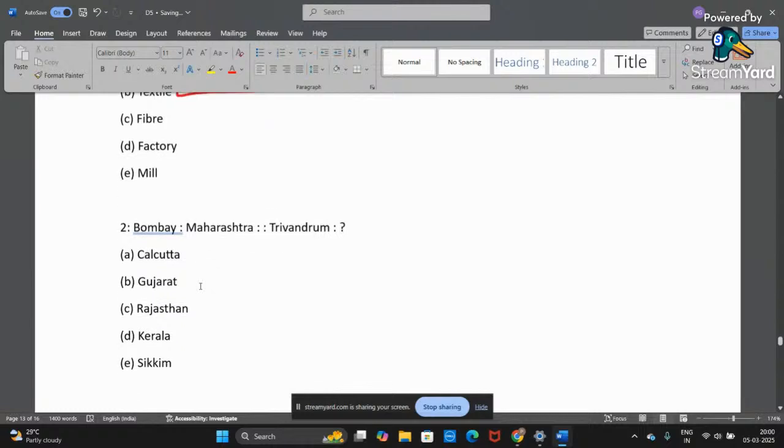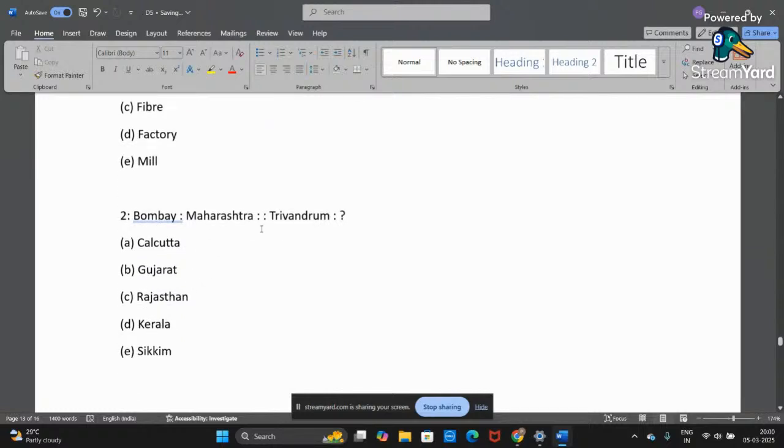Now let's move on to the next. Bombay, Maharashtra. Bombay is related to Maharashtra. Then Trivandrum is related to which of the states here? Tell the answer. How is the word Trivandrum related?